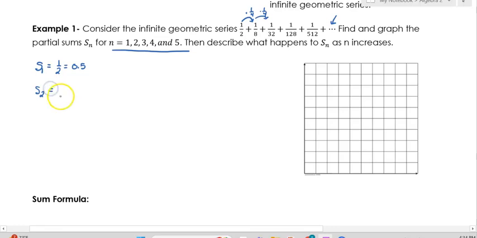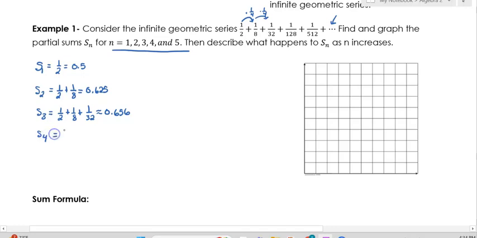The sum of the first two, S2, just means add the first two terms. So that's 1/2 plus 1/8. Then just do it in your calculator. It's 0.625. S3 just means the sum of the first three terms, so 1/2 plus 1/8 plus 1/32. And in my calculator, this goes on quite a bit, so I'm just going to round it off to 0.656.